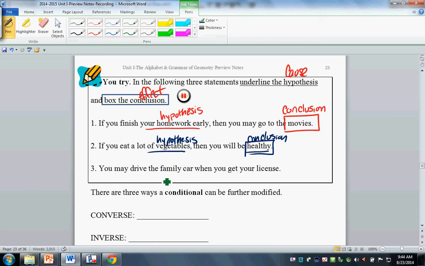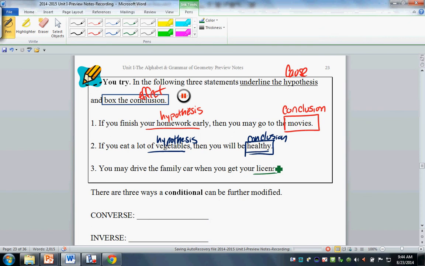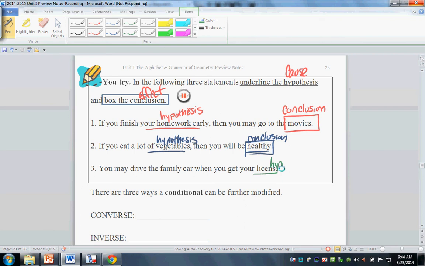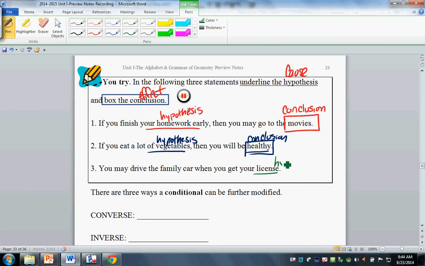Next one, it says, you may drive the family car if you get your license. So you ask yourself, what is the cause and what's the effect? The cause is getting the license this time. So your hypothesis is over here. So remember, the hypothesis is not always the first one. And your conclusion is getting to drive. So you need to be able to identify your hypothesis and your conclusion. Think cause and effect.